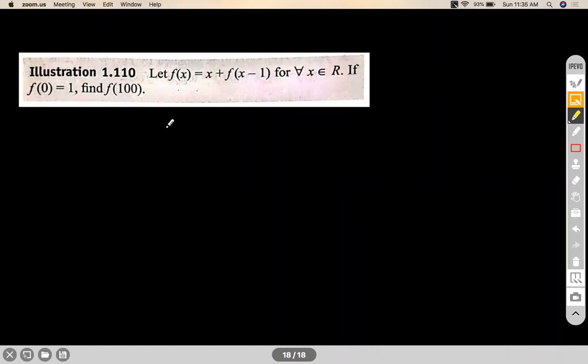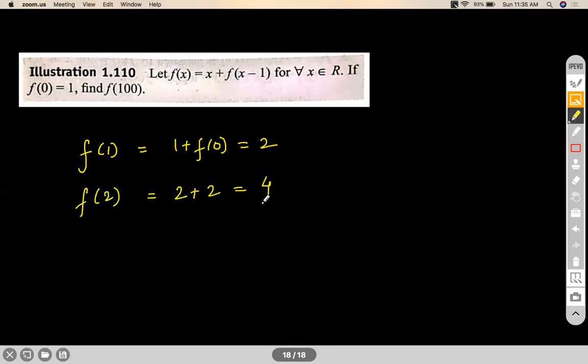Let's discuss this. I think you would have got an idea how to do it. Here you realize that your f of 1 is 1 plus f of 0. That's nothing but 2. Okay. f of 2 is nothing but 2 plus f of 1, which is 4. Right? f of 3 is 3 plus f of 2, which is 7. Right? So the trend that is going here, your zeroth term is 1.